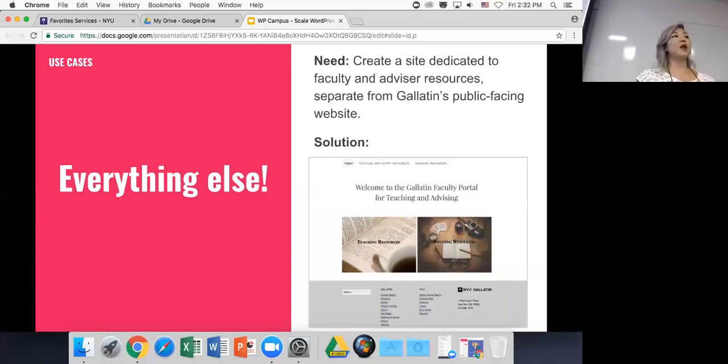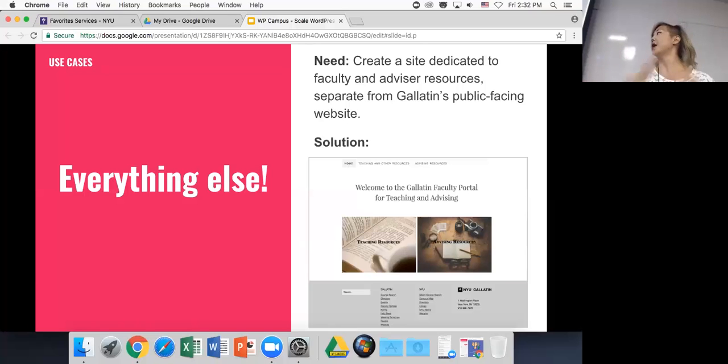get going. And then last but not least, there's everything else that we use WordPress for. So we have a lot of Gallatin assets that are not really appropriate for the Gallatin website, which is really for current students. It's got a lot of policy and course information, and it's also a marketing tool for prospective students. And so there are all these other Gallatin affiliated websites that are needed that aren't appropriate for that space. So for instance, we generated this resource for teaching and advising that's only visible to our faculty and advisors. They can share resources, they can have discussions that students can't see.